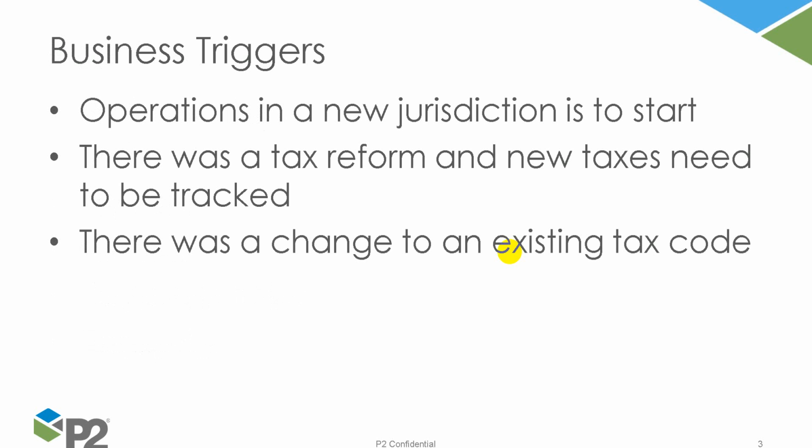Alright, so talking about the business trigger, we may need to create a new tax code if we are going to start operations in a new jurisdiction. Say for example, we might be operating in a country, in Iraq as an example, and then we want to go ahead and start production or exploration or operations in general in Kurdistan. And when we do that, we need to start capturing a different set of taxes, for example.